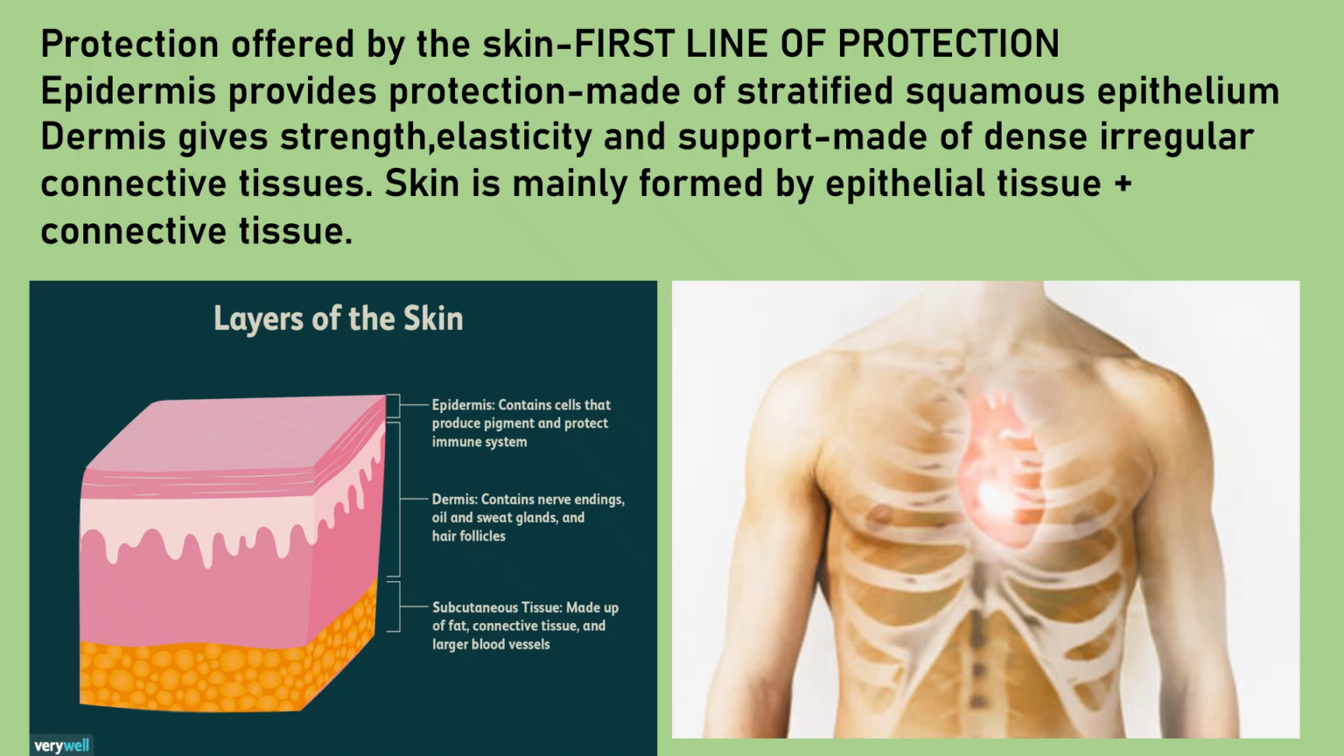How does the skin offer protection? It is the first line of protection, as it covers the external body. The top layer of the skin is called the epidermis. It provides the main protection. The second layer is the dermis, which gives strength and elasticity as well as support. It is made up of connective tissues. So skin is mainly formed by a combination of epithelial tissue and connective tissue.